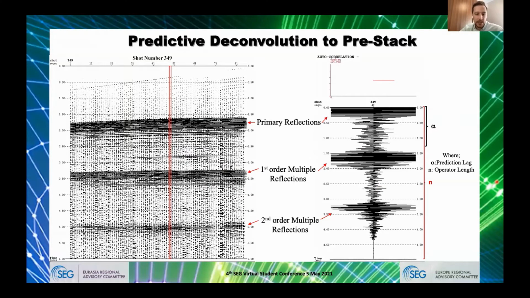In pre-stack shot gathers, one important point is that the prediction lag parameter changes with the offset, so we have to define the predictive deconvolution parameters for each shot gather in the whole pre-stack section, because that is needed to acquire a great result.